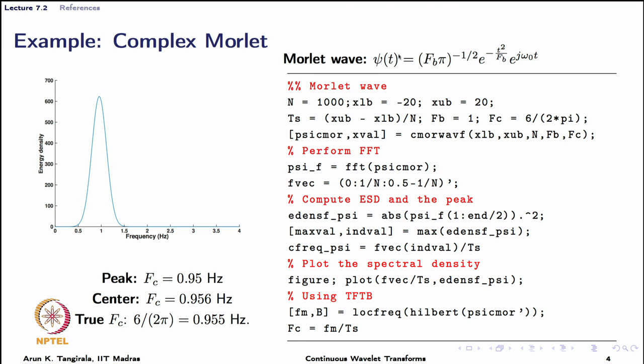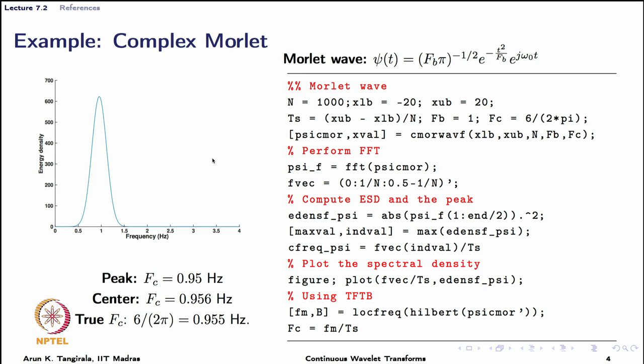The expression for the complex Morlet wave is given at the top. You have two parameters here, Fb and Fc. If you look at the expression for the mother wave, it is nothing but a Gaussian modulated complex sine wave of frequency omega naught, right. And Fb here refers to the bandwidth. Earlier I said that there is a second parameter called Fc, that is nothing but the center frequency, and that is nothing but your omega naught by 2 pi. Okay. Fb refers to the bandwidth of the mother wave.